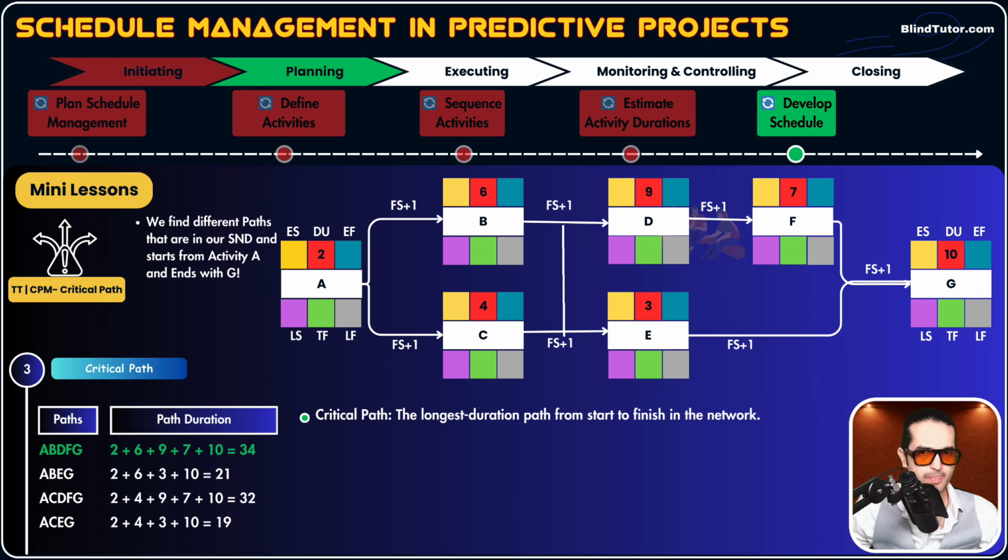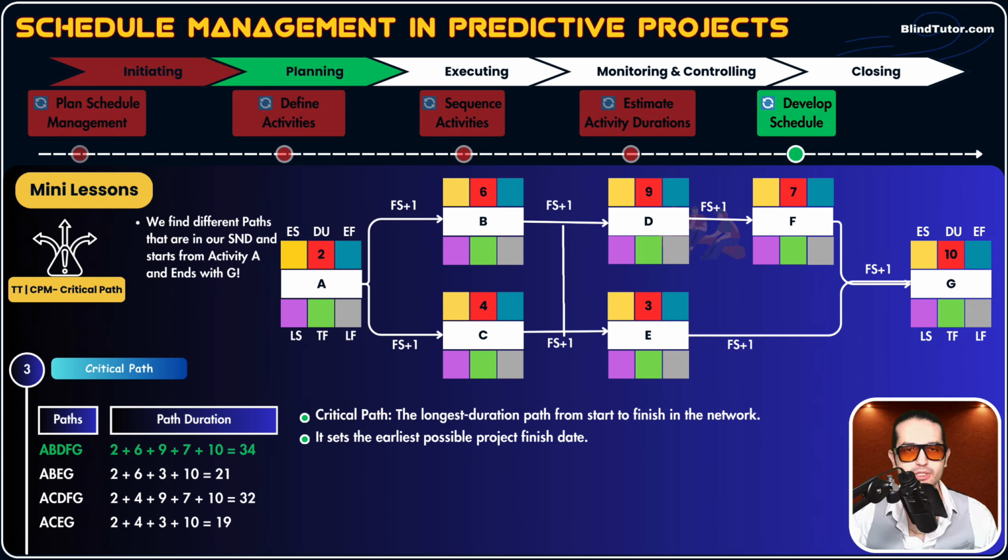So, A, B, D, F, G, the first path, which has duration of 34 days, is our critical path for our example. Now, what does this mean, guys? It means that this path sets the earliest possible project finish date. So, the earliest possible project finish date is 34 days. So, critical path is the longest duration path that shows us the earliest possible project's finish date.